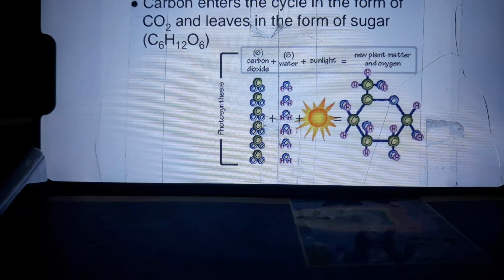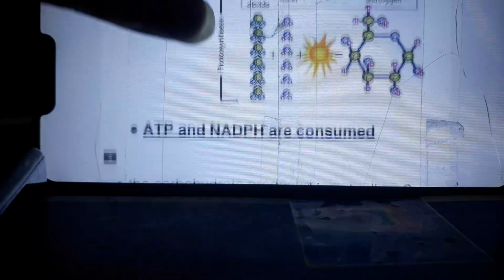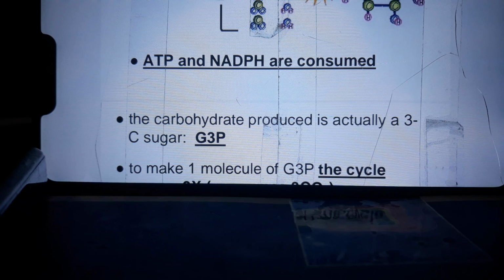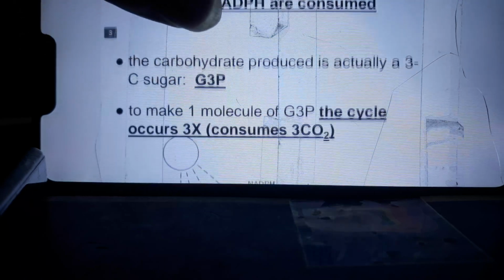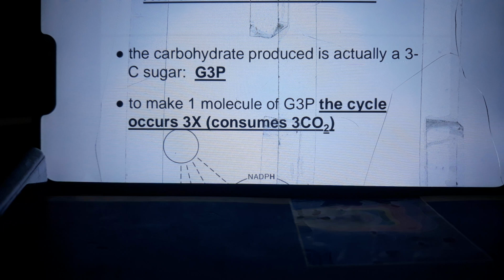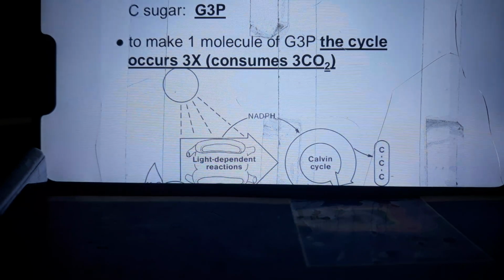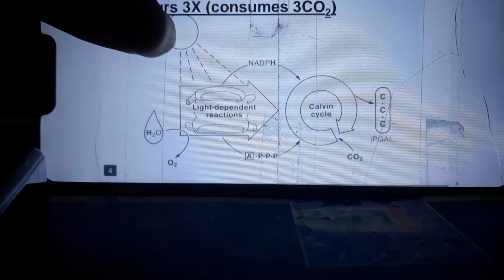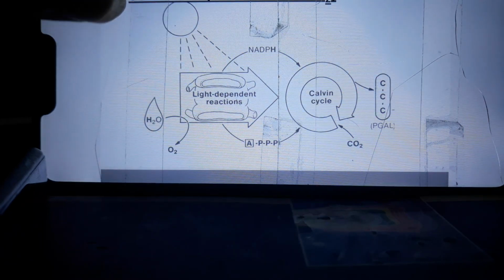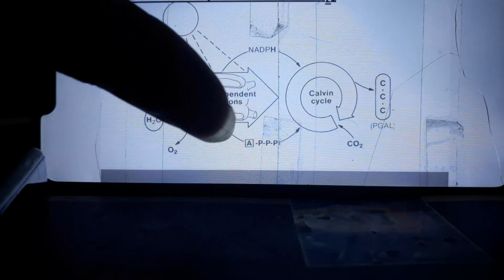So the diagram there shows carbon dioxide plus water plus sunlight gives you new plant matter and oxygen, right? Now ATP and NADPH are consumed in the process, and the carbohydrate produced is actually a 3C sugar, G3P, right? And to make one molecule of G3P, the cycle occurs 3 times. That consumes 3 molecules of carbon dioxide. So note the diagram here. You could take screenshots of this on a later date once you get the videos or make copies of it.